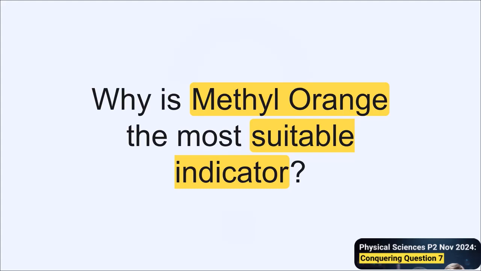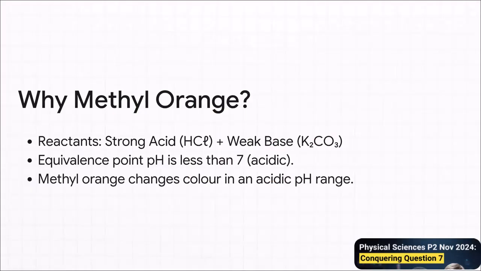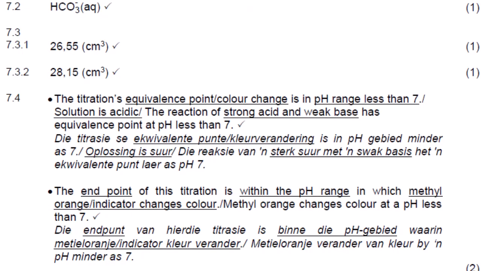Okay, question 7.4. This is a classic one. They ask why methyl orange is the right indicator for this specific titration. This is all about connecting the theory to what you'd actually see in the lab. So here's the logic, and you need to lay it out clearly. What are we reacting? We've got a strong acid, HCl, and a weak base, K2CO3. Now, whenever you mix a strong acid and a weak base, what kind of solution do you get at the endpoint? It's going to be acidic. The pH will be less than 7. So you need an indicator that changes color in that acidic range. And that's exactly what methyl orange does. Its range is perfect for this reaction. That's the whole reason it's the best choice.